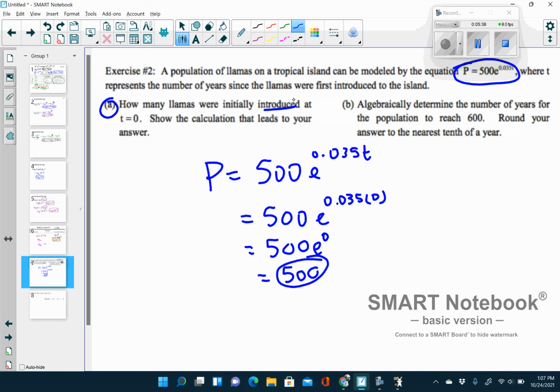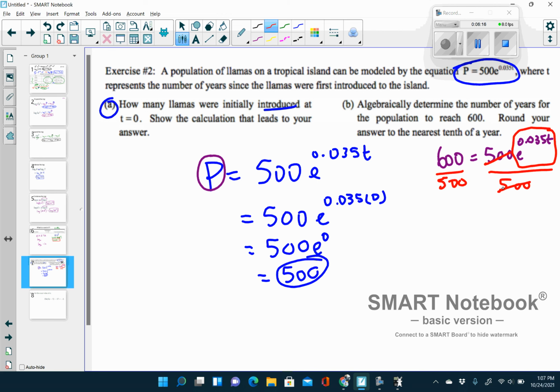Okay. For part B, it says approximately or algebraically determine the number of years for the population to reach 600. So we want this P to be 600. So we're going to go 600 equals 500 e to the 0.035t. We have to get the weird thing, which is all of this right here, by itself. So we do that. 500 and e are being held together by multiplication. So to undo multiplication, I want to divide. So divide both sides by 500.